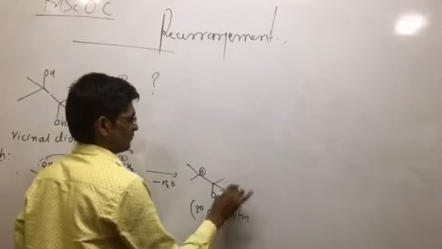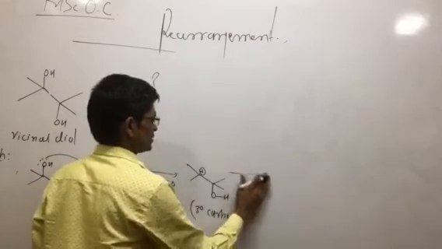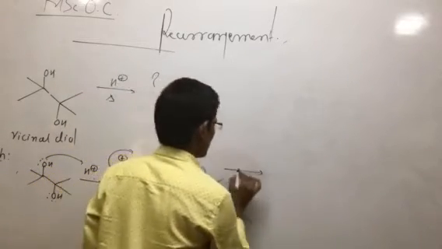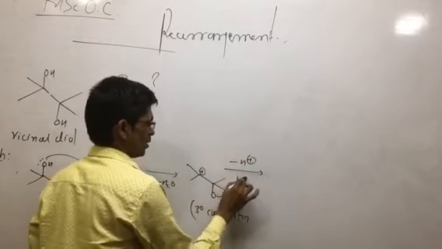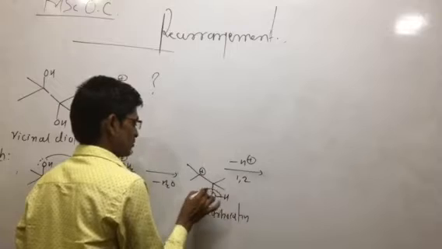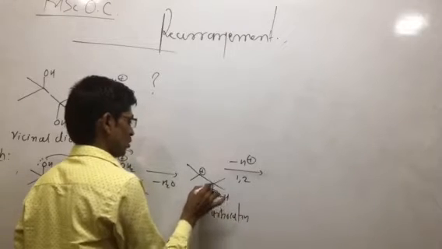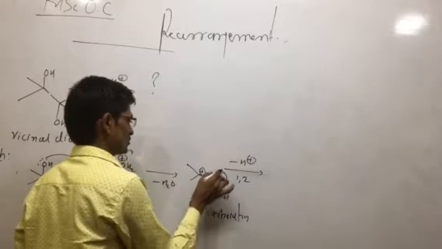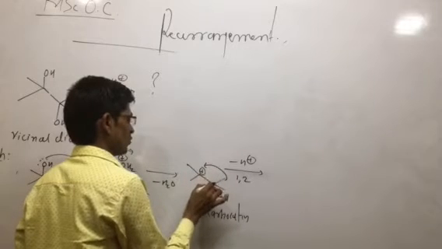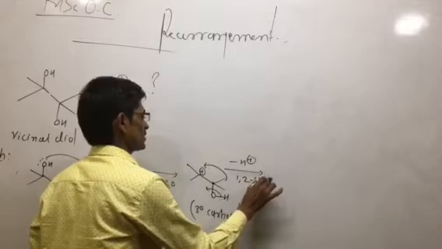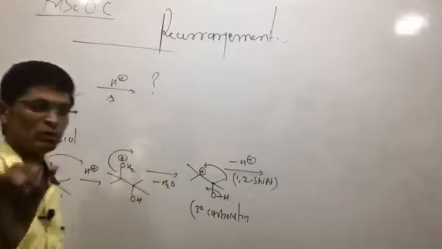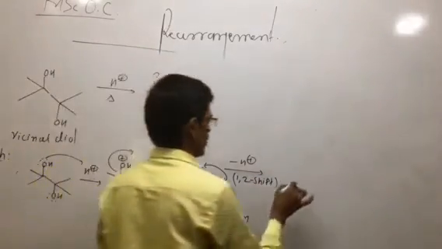What about the next step? This is a minus H plus, followed by 1,2 shifting. How? This OH bond is shifted toward the oxygen carbon, and at the time this methyl group is shifted from the first carbon to the second carbon. Means 1,2 shifting takes place.